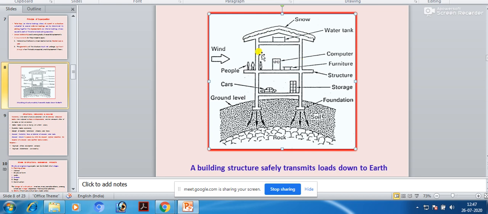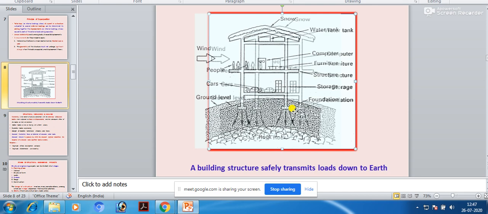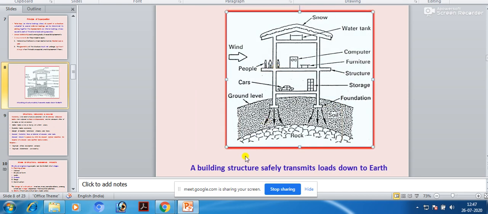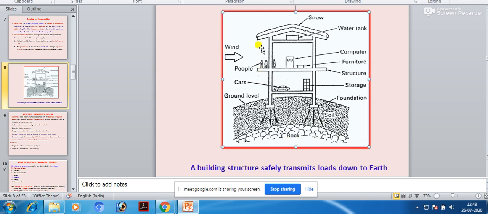Now you see these structural elements are going under the ground, and what is this? This is actually your foundation. So you are preparing a foundation, and this foundation is placed in the ground level, and finally these foundations are basically transmitting this load through the soil to the rocky stratum. Is it clear? So this is how a structure will behave.